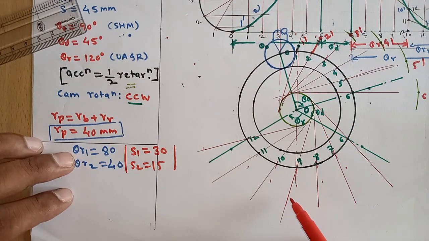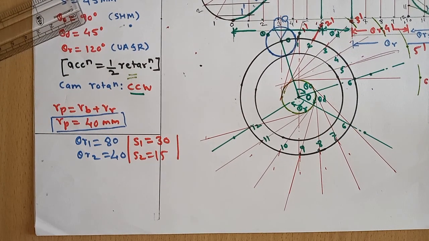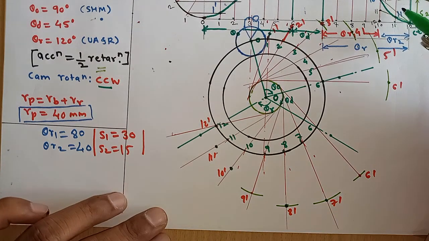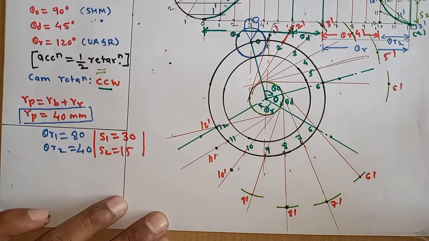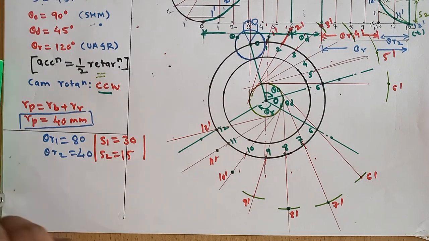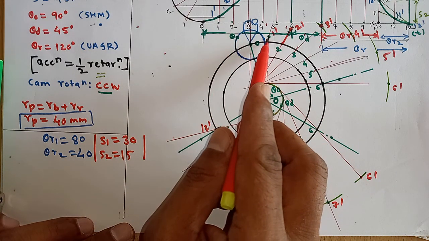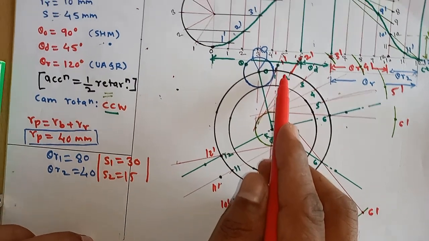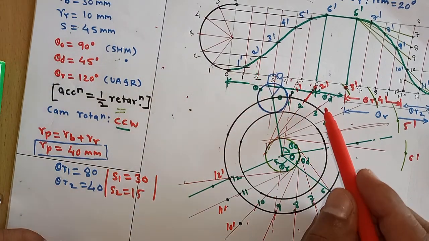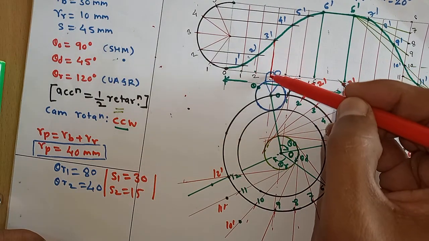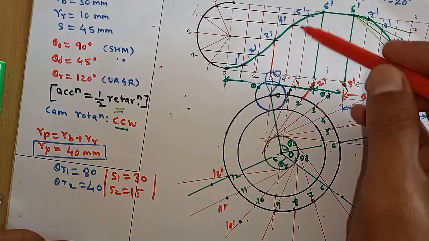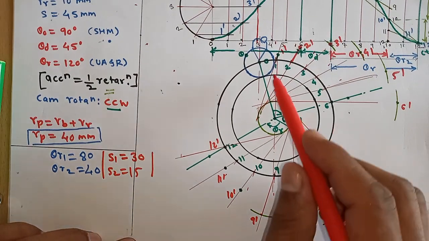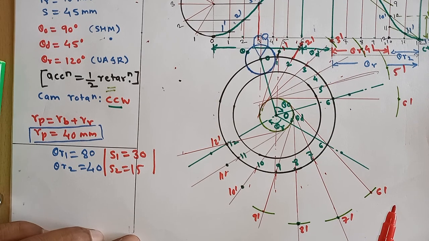Similarly, we will plot the displacements for the return stroke. So I have plotted the displacement for return stroke as well from the displacement diagram in the similar manner. So when the follower is at instance number 1, its displacement is 1 to 1 dash. When it is at 2, its displacement is 2 to 2 dash. When it is at 3, its displacement is 3 to 3 dash. When it is at 4, its displacement is 4 to 4 dash, and so on. Okay. Now these are the positions of trace point, that is center of the roller.